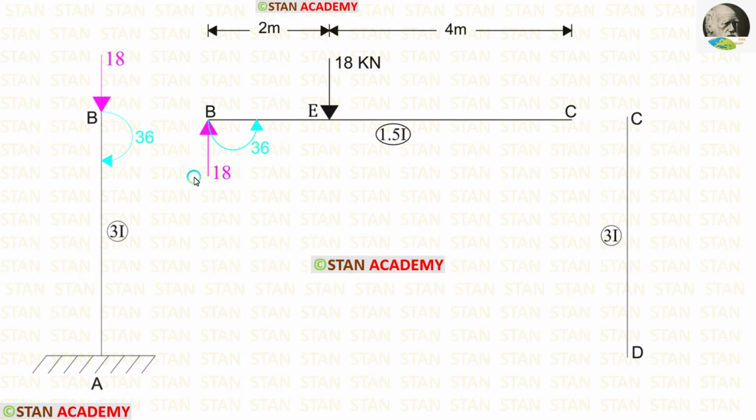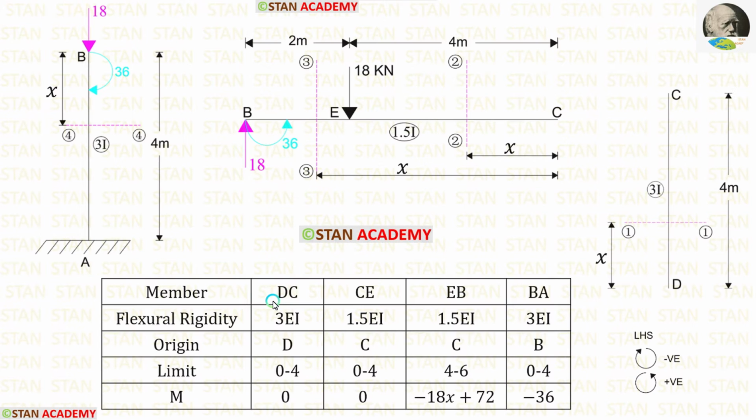Now let us take the portion BA. On the right side at the point B, the reaction is acting upwards. So on the left side, it should be acting downwards. On the right side, the moment is acting in the anti-clockwise direction. So on the left side, it should be acting in the clockwise direction.